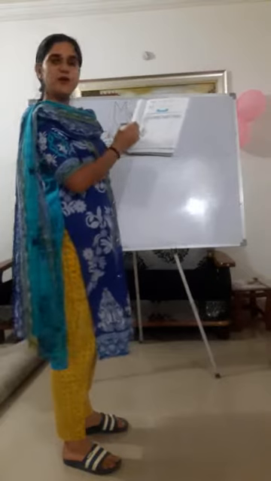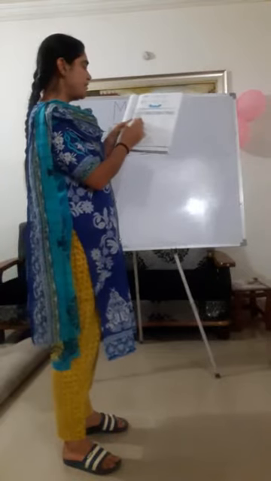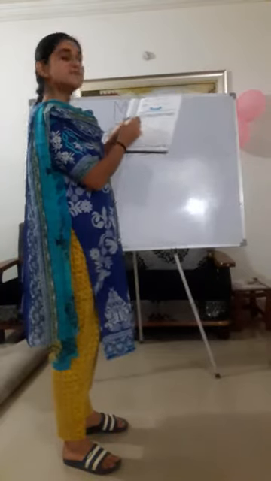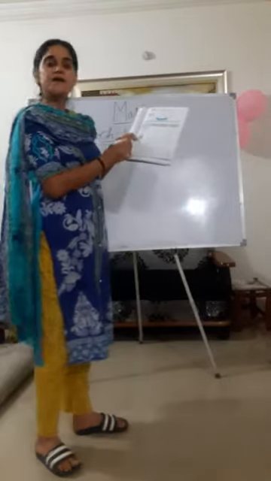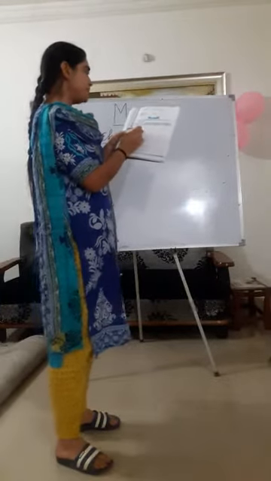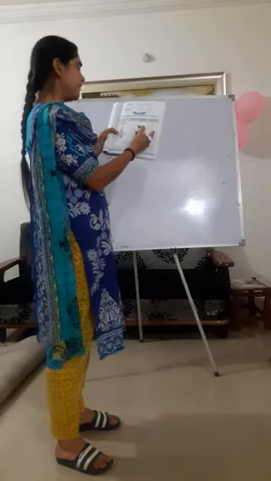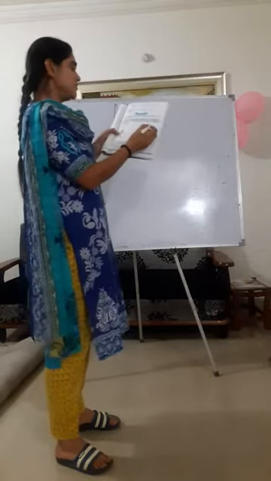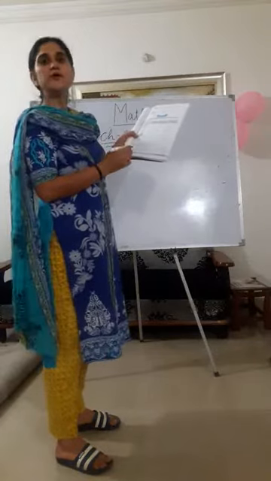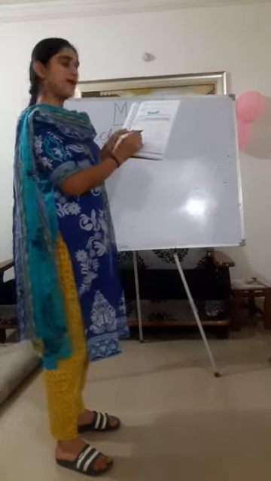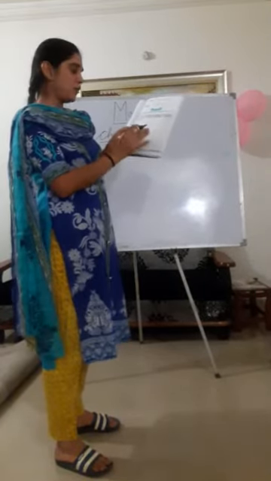In the second figure also, 1, 2, 3, 4, 5 and 6. Total number of parts are 6 and how many shaded parts are there? Only 1. So the fraction will be, as I have told you, shaded part upon total number of parts. So in this way you have to do this in the book itself.